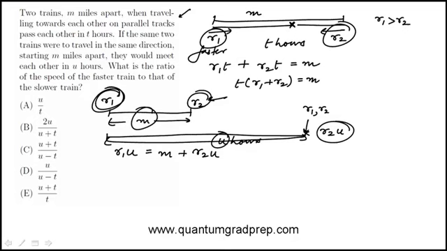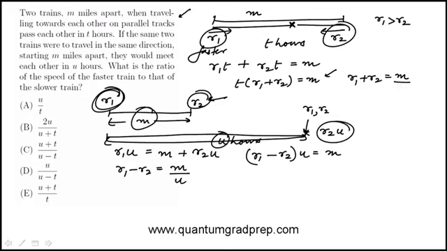Now, our goal is to find the ratio of the speeds. So I'm going to move the terms to the other side, because I noticed there's a u there that can be factored. So I essentially get R1 minus R2 is m over u. If you look at this equation, it's R1 plus R2 is m over t.